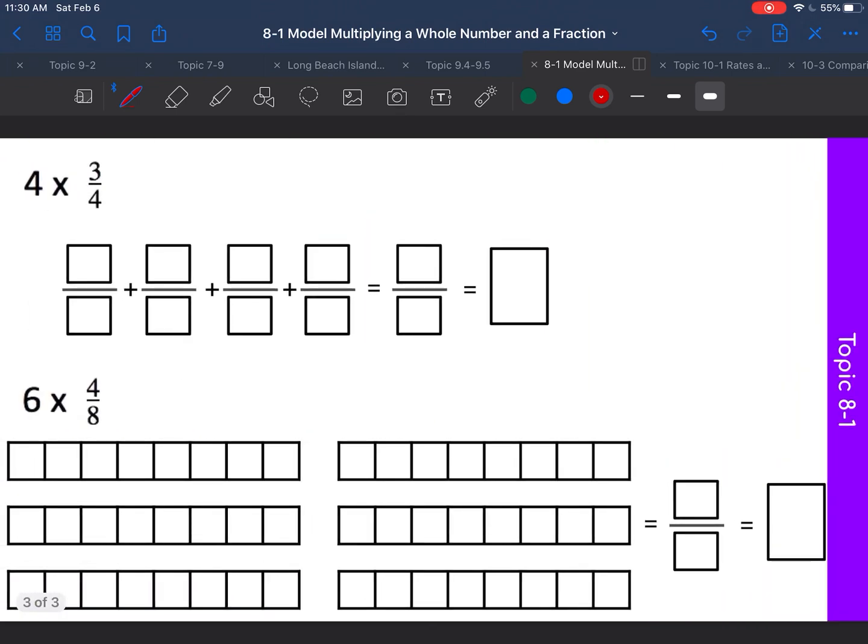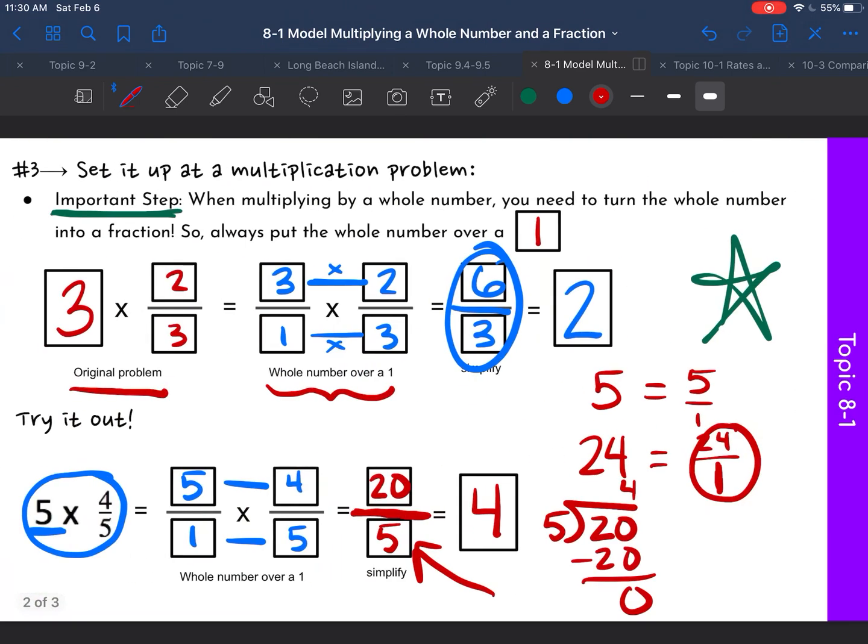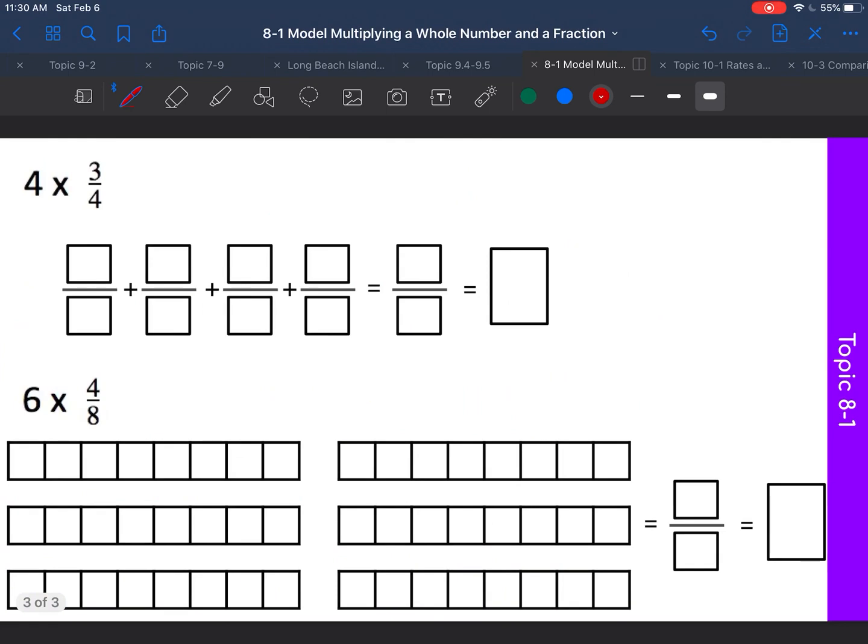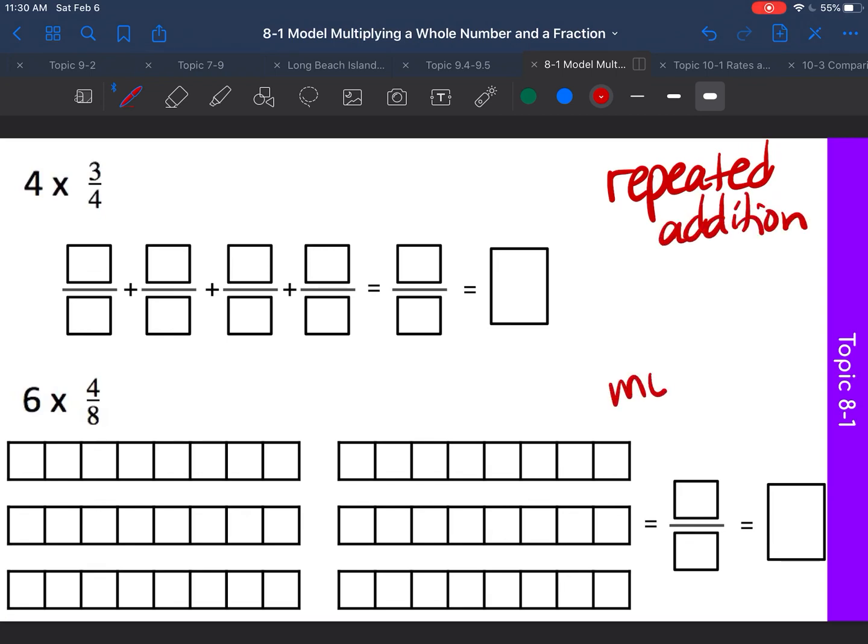So this last part, we're just going to practice. This is the method that you're probably going to be most familiar with, but we also want to make sure that we can model it using the repeated addition method. So this method is the repeated addition method, okay? And we also want to know how to model using just models, okay? Using fraction blocks and models like that, okay?